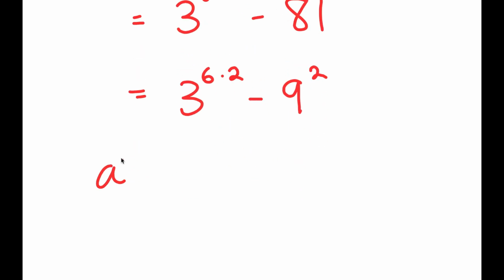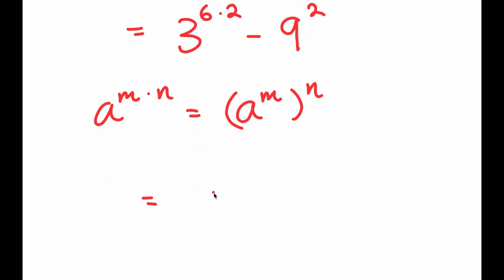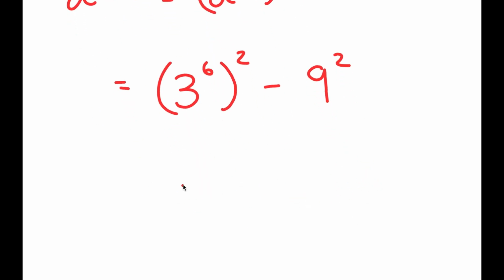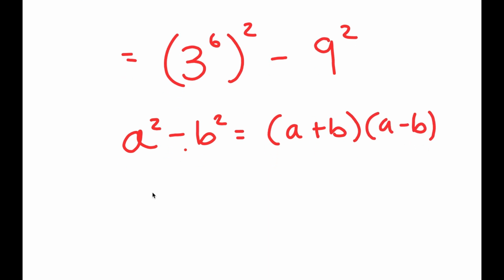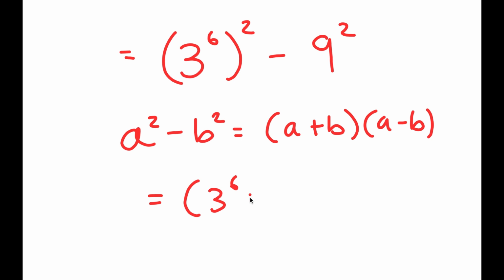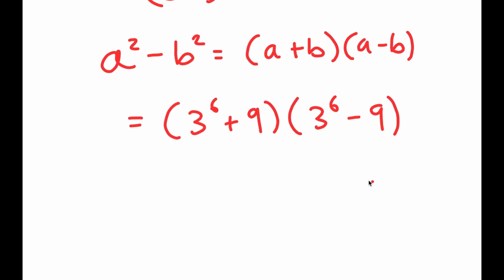And if I have something in the form a to the power of m times n, this is equal to (a to the power of m) to the power of n. So 3 to the power of 6 times 2 turns into (3 to the power of 6) to the power of 2. And I have this minus 9 to the power of 2. Now, if I have something in the form a squared minus b squared, this is equal to a plus b times a minus b. So I get (3 to the power of 6 plus 9) times (3 to the power of 6 minus 9).